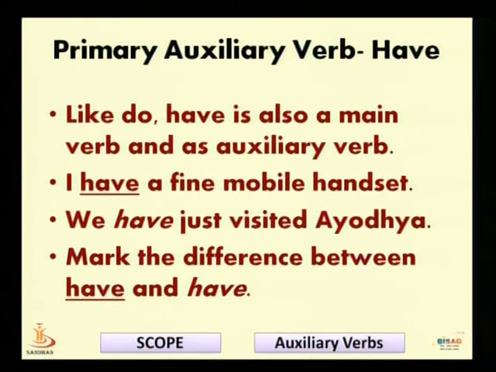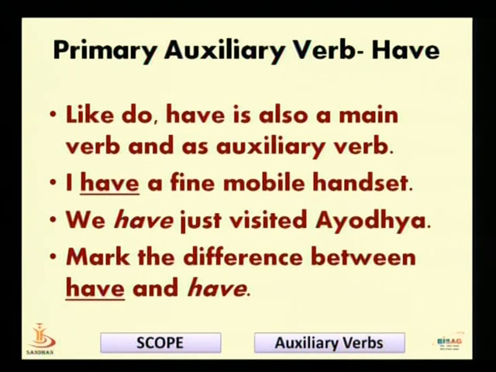We have to mark the difference between the two haves, the first one which is underlined, the other one which is written in italics. Now the first have, which is underlined, is used as the main verb. It has a specific distinctive meaning and it has direct affiliation with the subject of the sentence, that is I.